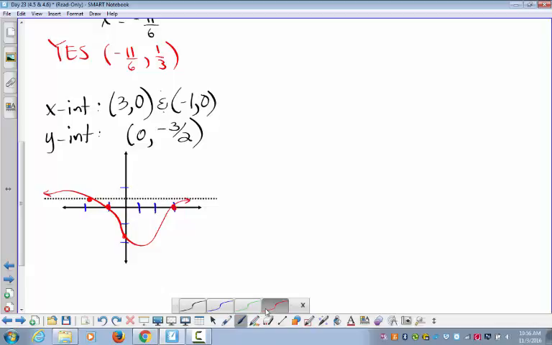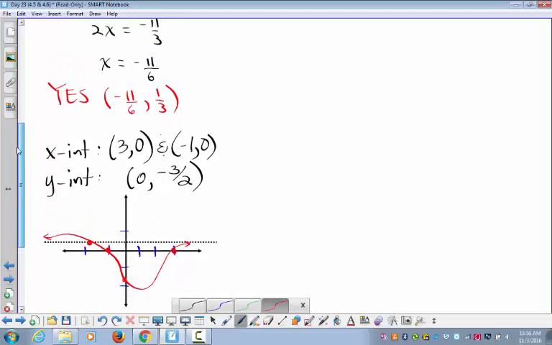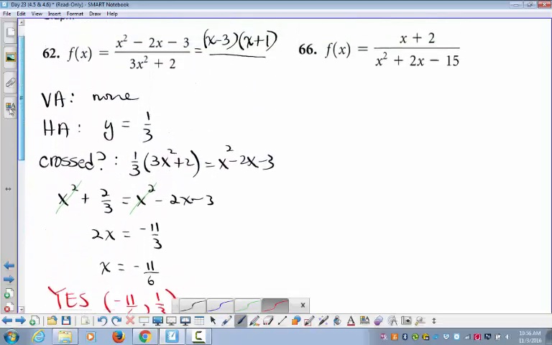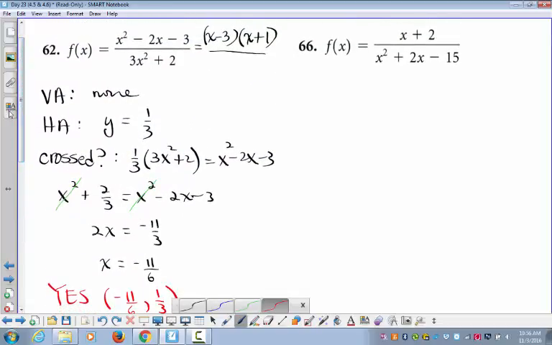So now what we traditionally think of as a rational function. Okay, let's go to a more traditional rational function. All right, you guys do that one. Much more traditional.